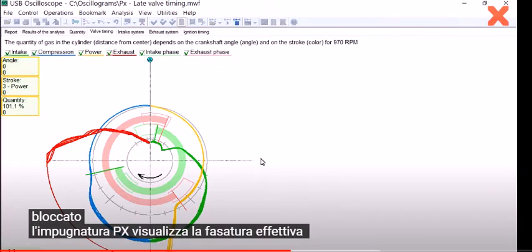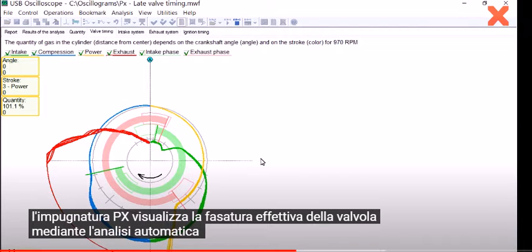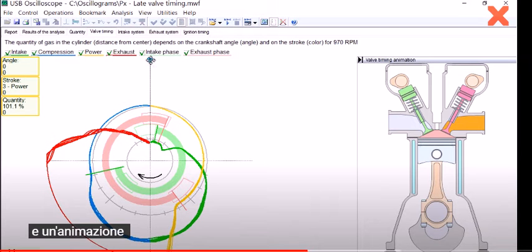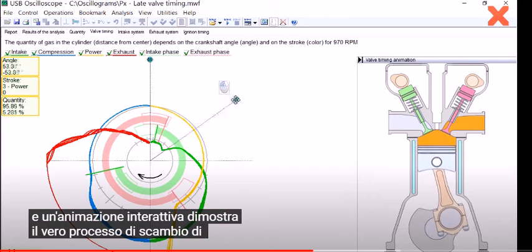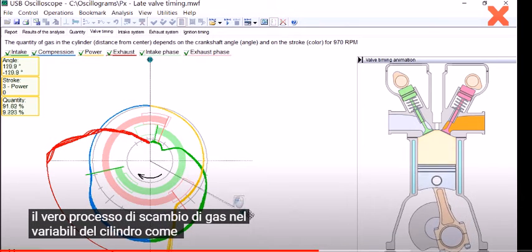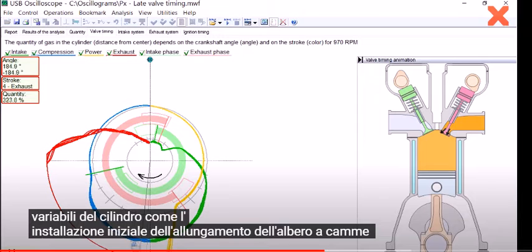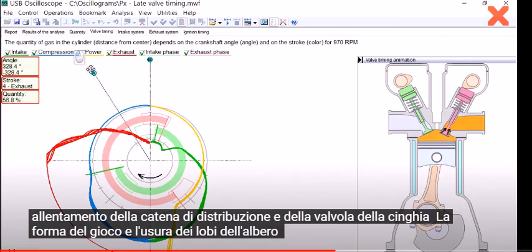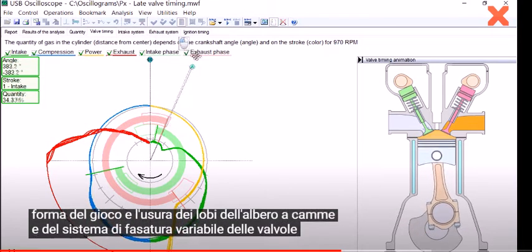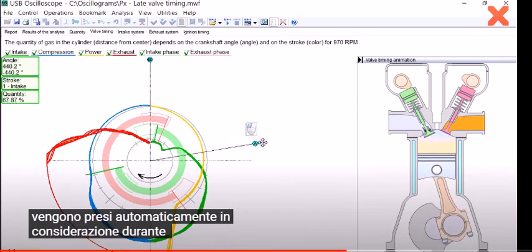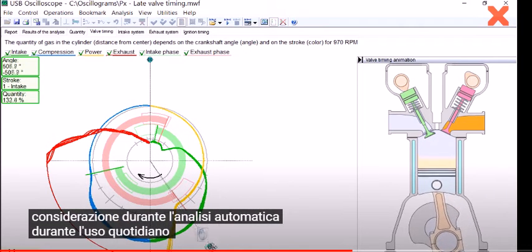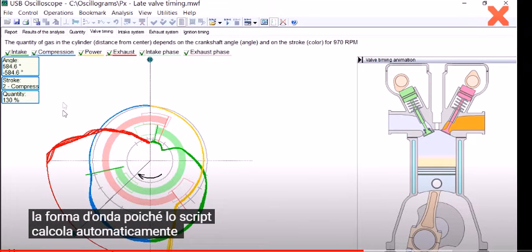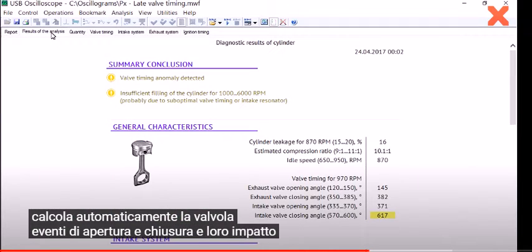The PX script displays the actual valve timing by automatic analysis of the gas amount changes in the cylinder. An interactive animation demonstrates the real process of gas exchange in the cylinder. Variables such as initial installation of the camshaft, stretch and slack of timing chain and belt, valve clearance, shape and wear of the camshaft lobes, and the variable valve timing system are automatically taken into account during the automatic analysis. During day-to-day usage of the script, it would not be necessary to manually examine the waveform as the script automatically calculates valve opening and closing events and their impact on the operation of the engine.